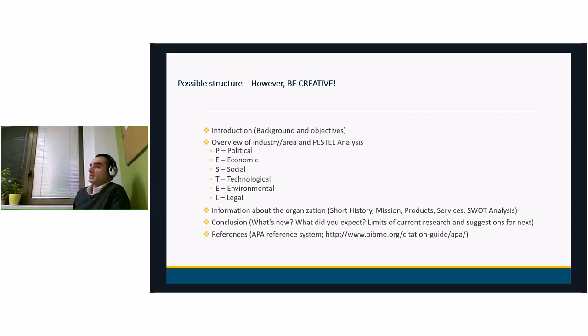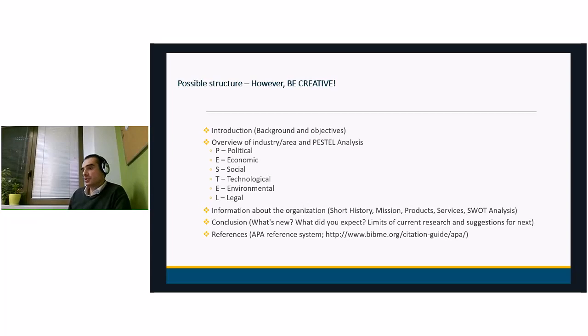Environmental aspects have recently taken off, and they are related mostly to pollution, whether the product that the company produces pollutes the environment or not, which is good for the sustainability of the society. And at the end, we have the legal aspects, which involve the health and safety of employees that produce the product, and also consumer rights, whether you're protected as a customer or not. So this is very shortly about the PESTLE analysis.